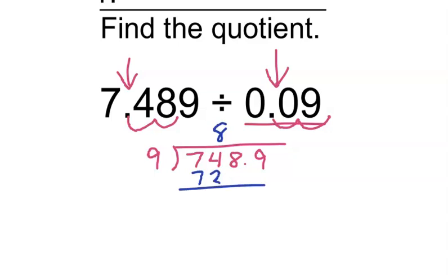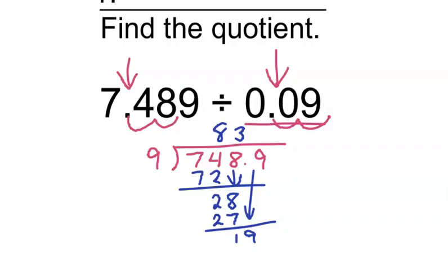And then we are going to do 4 minus 2, which is 2, bring down the 8. All right. So how many times does 9 go into 28? That would be 3 times, because 3 times 9 is 27. Okay, so 8 minus 7 is 1. We're going to bring down this 9.